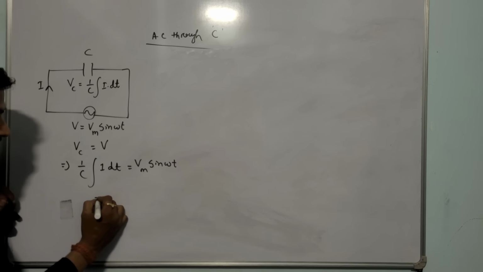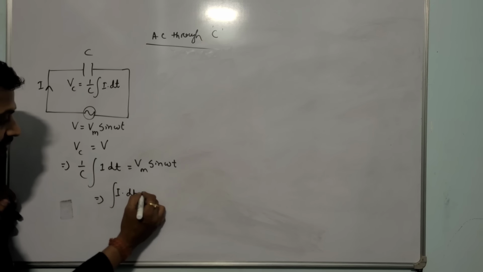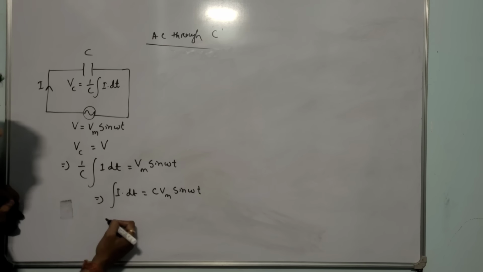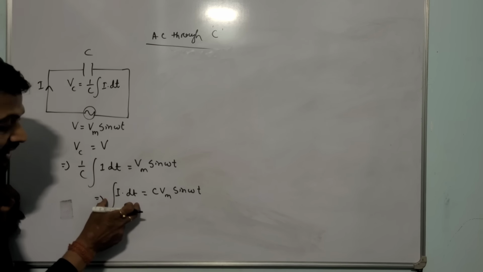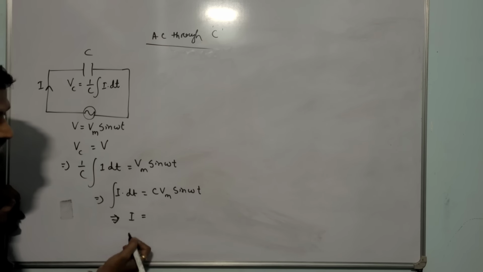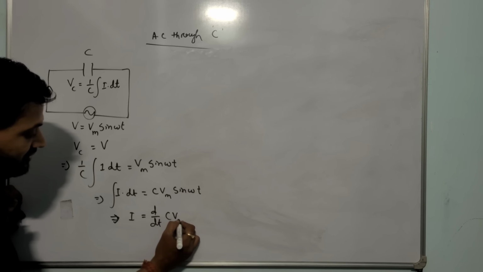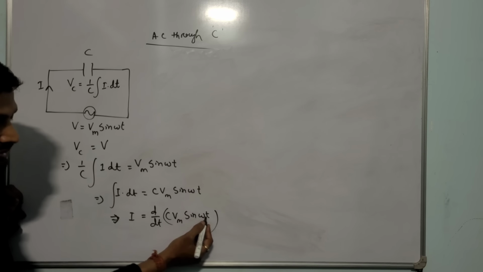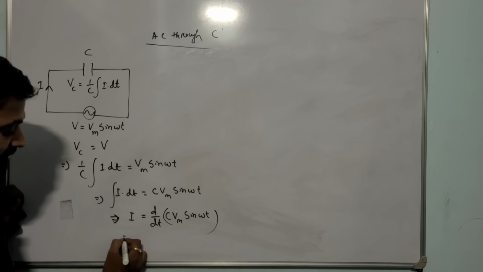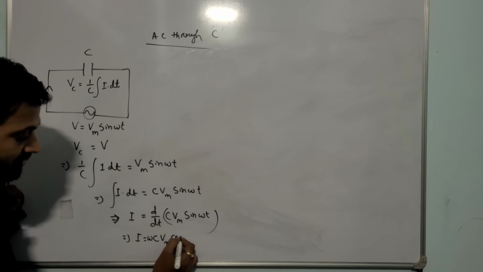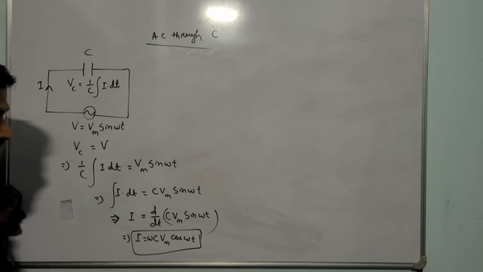अब क्रॉस मल्टीप्लाई कर दो, मतलब integration of I dt will be C into Vm sin omega t. Now you can do one thing, differentiate LHS and RHS. So differentiation and integration will cancel. अरे समझ में आ रहा है कि नहीं? LHS को differentiate करोगे तो क्या मिलेगा? Only current मिलेगा. Now differentiation of C into Vm sin omega t: C constant, Vm constant, sin omega t का differentiation क्या है? Cos omega t into omega. मतलब करंट क्या मिलेगा बोलो? C Vm omega into cos omega t. That is the expression of current.